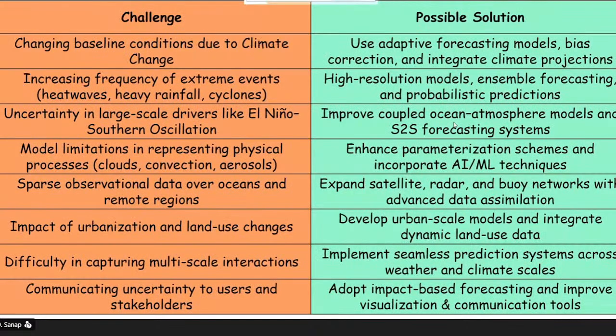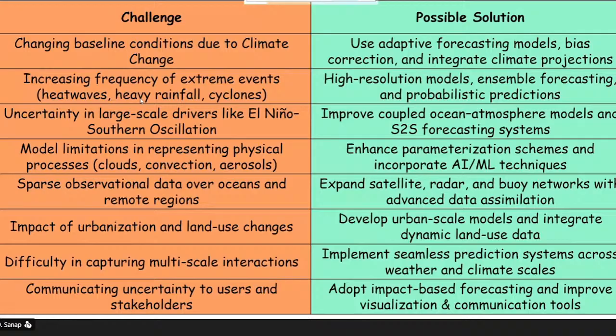So what are the challenges in front of us? The challenges are, for example, when we give the seasonal forecast or the projections, the baseline period will have a different kind of scenario, and the model may not be able to predict it. So we have to adapt different methods, for example, use adaptive forecasting models, bias correction, and integrate climate projections, etc. Increasing frequency of extreme events, that is increasing. So how can we overcome this challenge? We need to have high resolution models and ensemble forecasting, adaptation of probabilistic predictions, etc. And IMD has already adopted this.